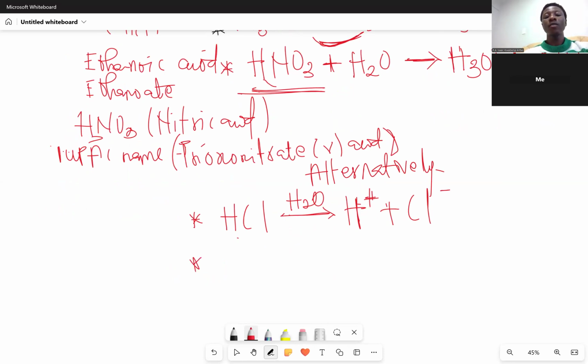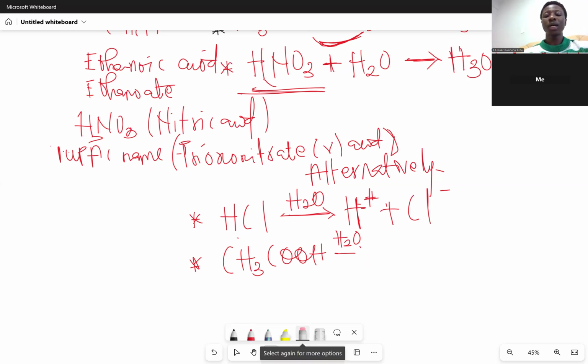The other acid I gave you was ethanoic acid, CH3COOH. So you show an arrow in water. This is a weak acid, so it will definitely dissociate partially. And of course, you get CH3COO minus, then H plus.